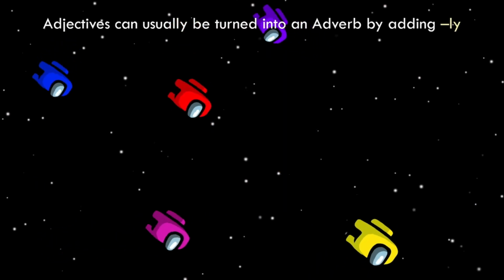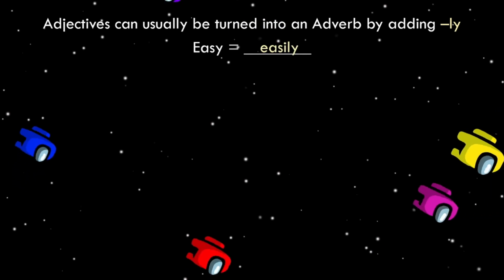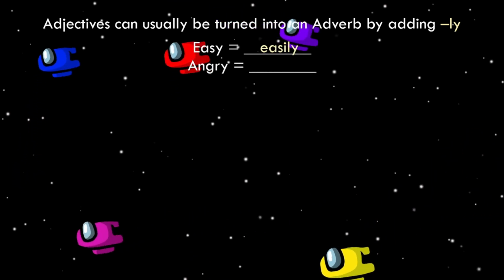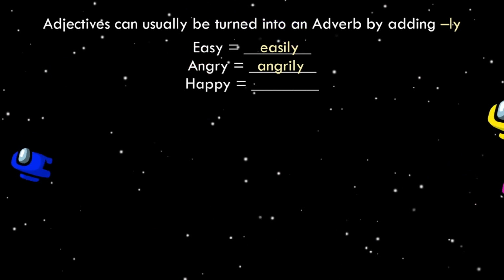Just like we did earlier, we will turn the adjectives into an adverb by adding ly. Let's start. Number 1. Easy. What do you think is the correct answer? That is correct. The correct answer for that is easily. Number 2. Agree. That's right. The correct answer for that is angrily. Number 3. Happy. What do you think is the correct answer for that? Awesome! The correct answer for that is happily.